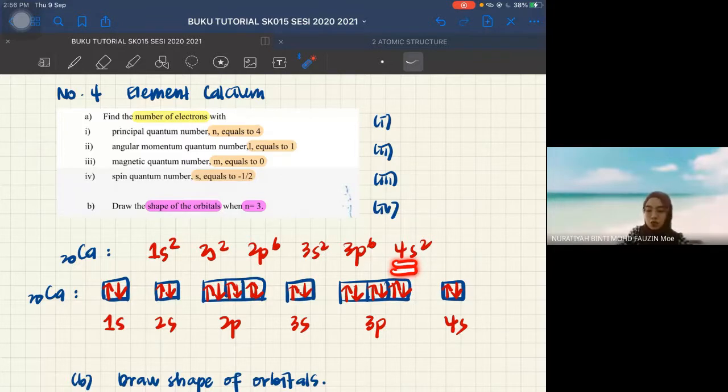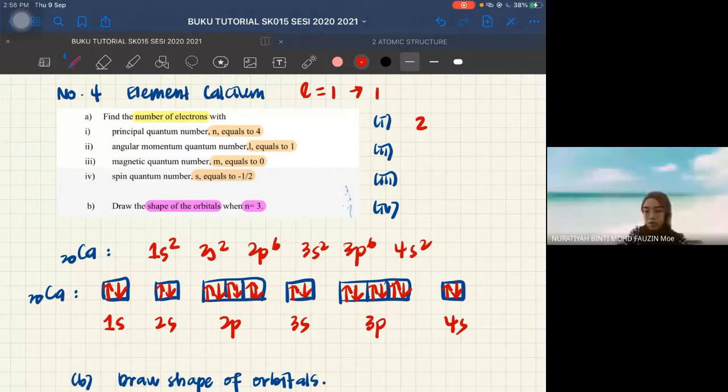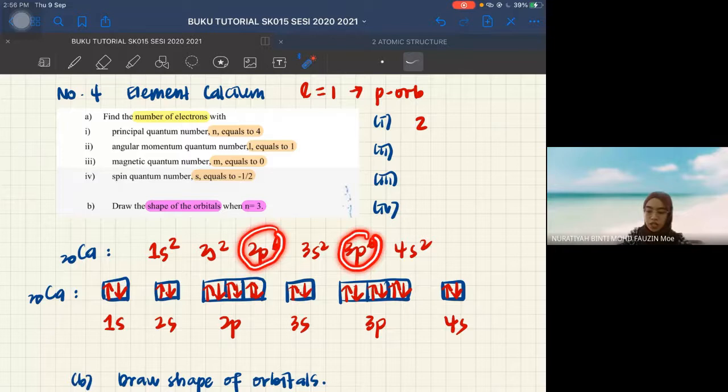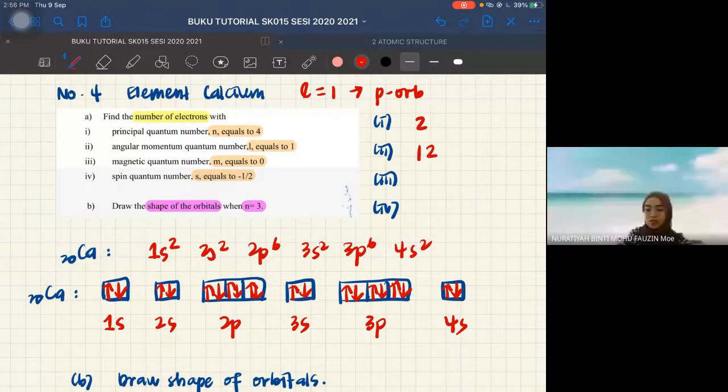Number 2, angular momentum quantum number l equals to 1. L equals to 1 means what? What shape is that? P orbital. So you look for your p orbitals, you have 2p and 3p. In 2p and 3p you have 6 and 6 electrons. So you will get 12 electrons, very good.